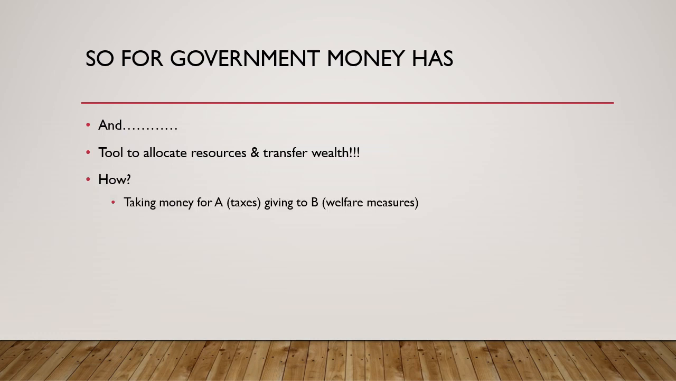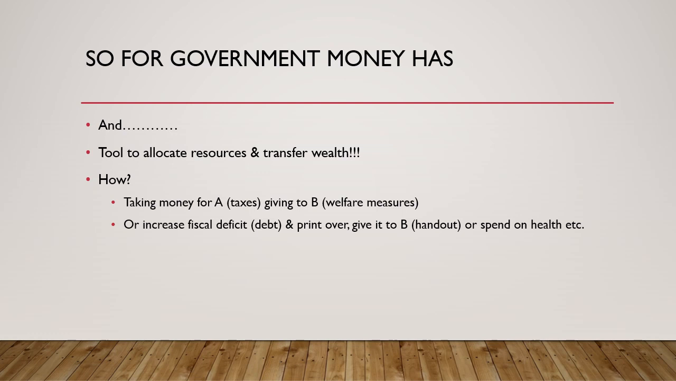Well, through the taxes the government collects, it reduces demand from one person or sector, and as the government provides that tax money to someone else, it increases demand and income of another sector. Or the government, when it increases the fiscal deficit and prints money, hands it out to another person, let's say to spend on health and poverty alleviation, thus transferring wealth from one to another.